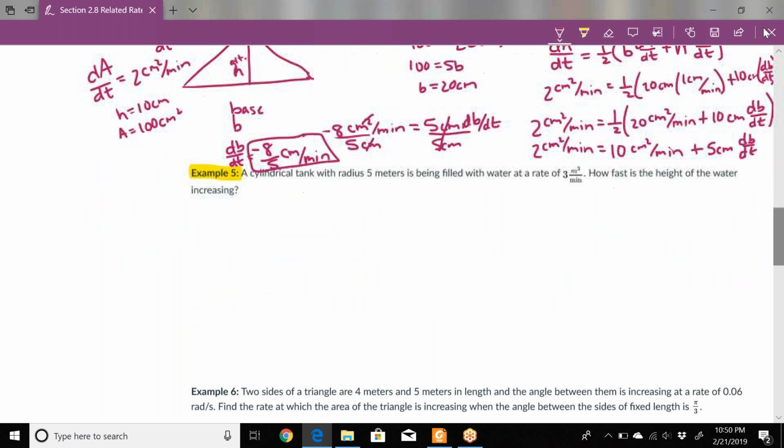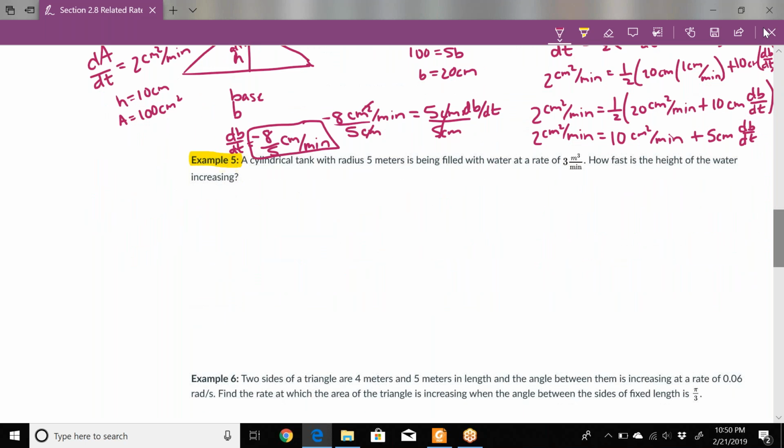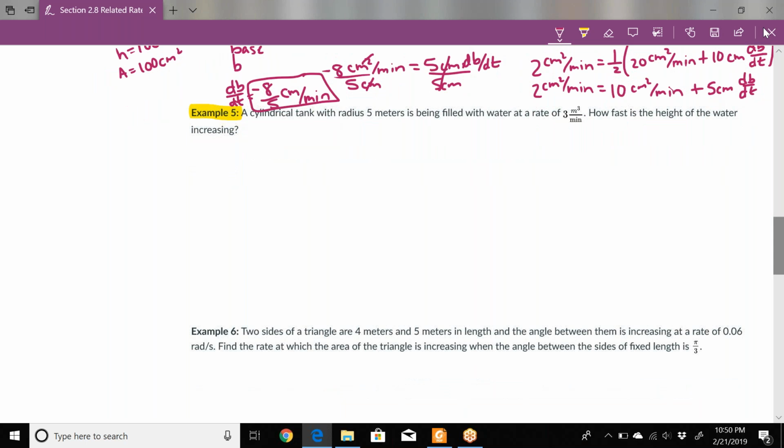Okay, so let's talk about the next one because we've done some circles and some triangles. Let's do some other type of shape. Let's do a cylindrical tank, which is like a soup can essentially, with a radius of 5 meters, and it's being filled with water at a rate of 3 meters cubed per minute. And we want to know how fast is the height of the water increasing. So let's draw the picture. This is a cylindrical tank, so a cylinder.